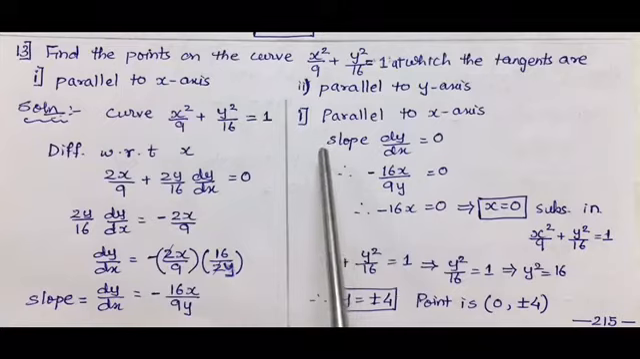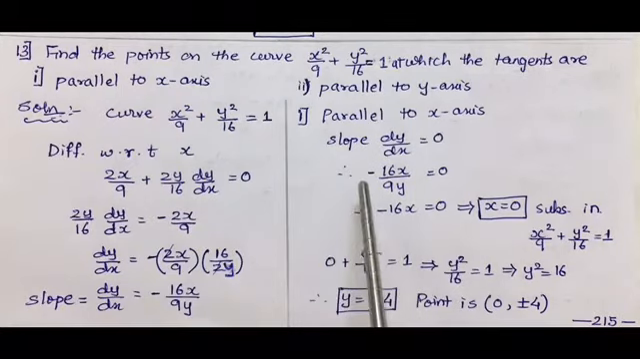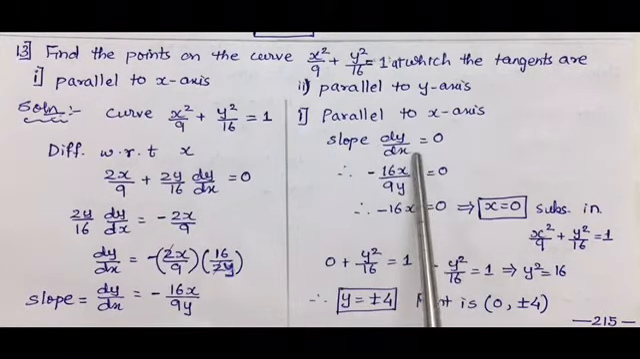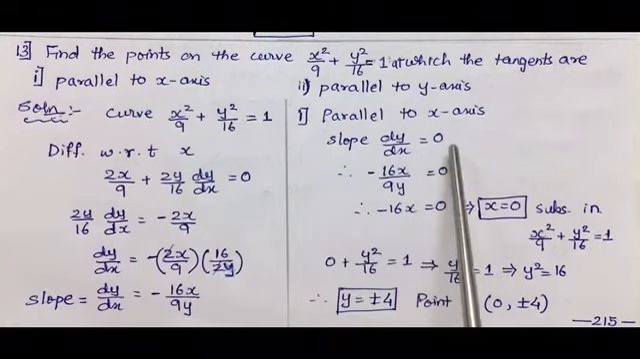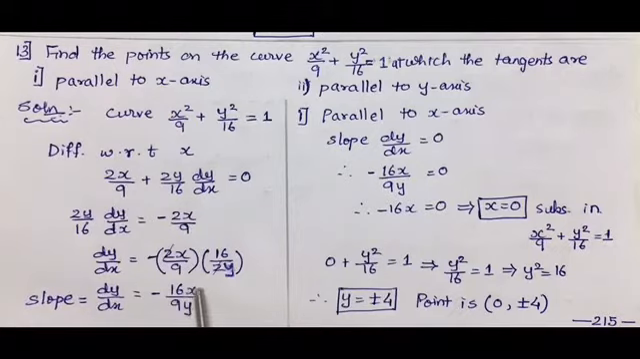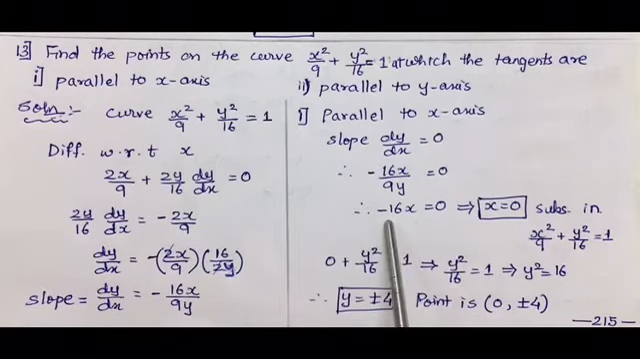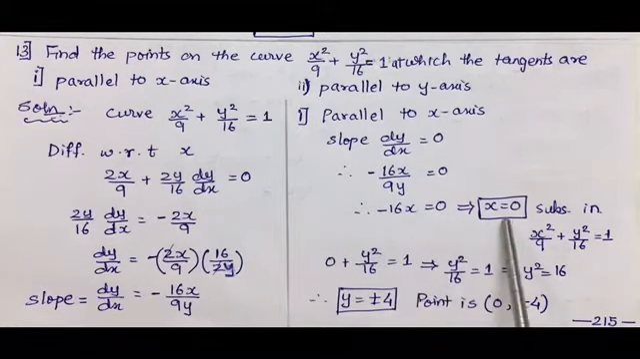Now we will take the first condition given. The first condition is parallel to x-axis. Parallel to x-axis means the slope is equal to 0. We have calculated slope as minus 16x upon 9y. That we have to equate it to 0. 9y goes and multiplies with 0, becomes 0. We get minus 16x equal to 0 and this gives the value of x equal to 0.